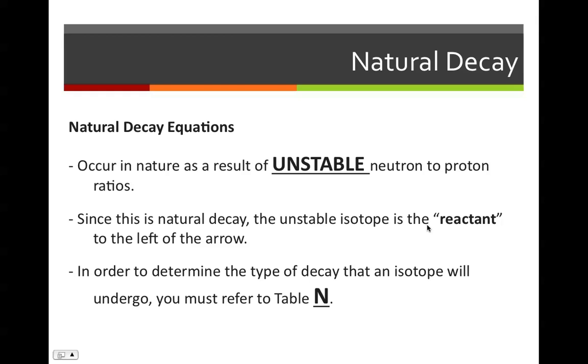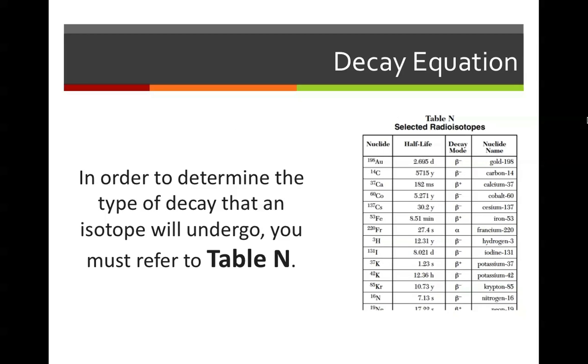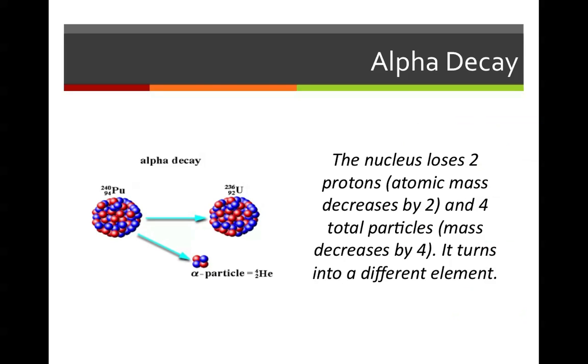In order to determine the type of decay that an isotope will undergo, you have to look at Table N. So on Table N, I can look up my decay mode, and I can see that, say, carbon-14 is going to undergo beta decay, while calcium-37 is going to undergo positron decay. So having Table N when we get to doing some practice problems is going to be important.